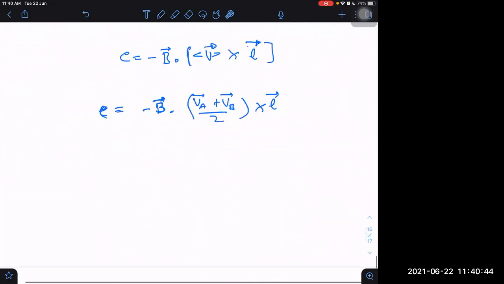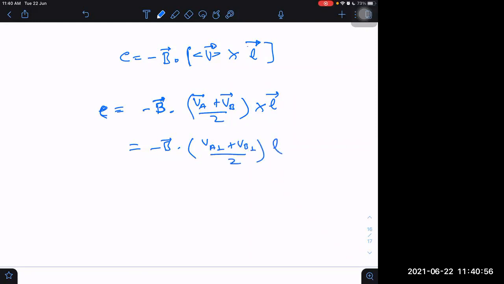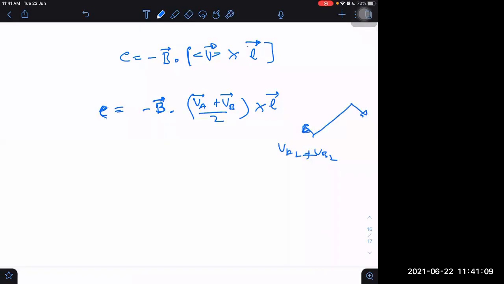This will also be equal to minus B dot VA perpendicular plus VB perpendicular divided by 2, into L. But I don't recommend writing this, because then you have to check your signs. Sometimes it will be VA perpendicular minus VB perpendicular, sometimes plus, depending upon whether the perpendicular velocities are in the opposite direction or the same direction. Then we will have many more formulae if we start writing in that way. So I'm not writing in that way.